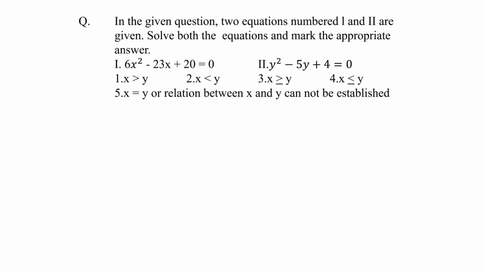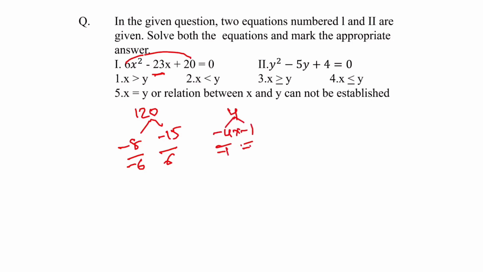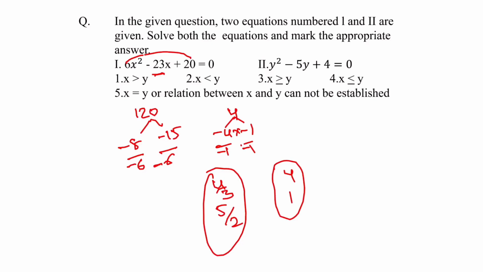Same model question. 620 is 120. 23 sum రావాలి. సో -8, -15 గా రాసుకోవచ్చు. By -6 చేస్తే x వాల్యూస్ వచ్చేస్తాయి. అట్లా y వాల్యూ 4. సో +4, -5 రావాలి. అట్ 4 మనం -4 into -1 గా రాసుకోవచ్చు. By -1. సో the roots are 4/3, 5/2, 4 and 1. 4/3 is less, but 5/3 is greater. Therefore, no relation is established.